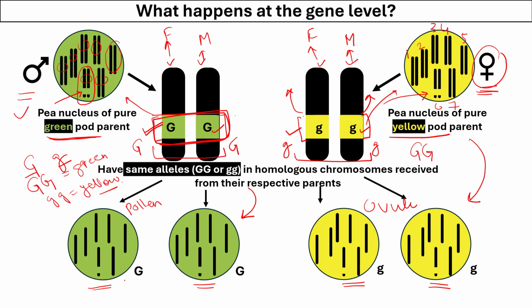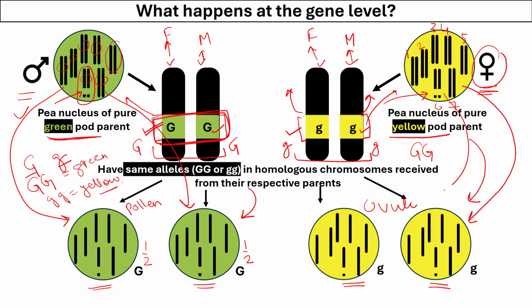So in the pollen you would have half the number of chromosomes. Half goes here, half goes here. So the pairs that you had in the beginning have now separated into half and half. And here also the chromosome pair that you had in the beginning have now separated into half and half.